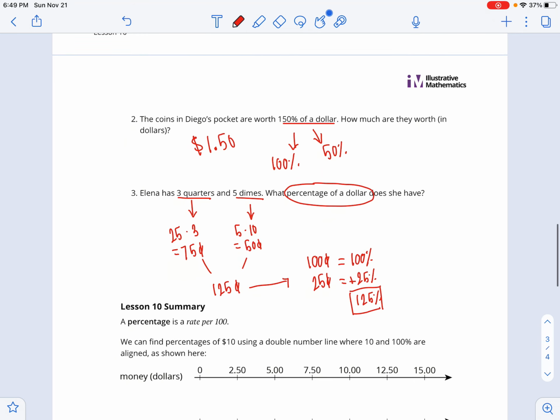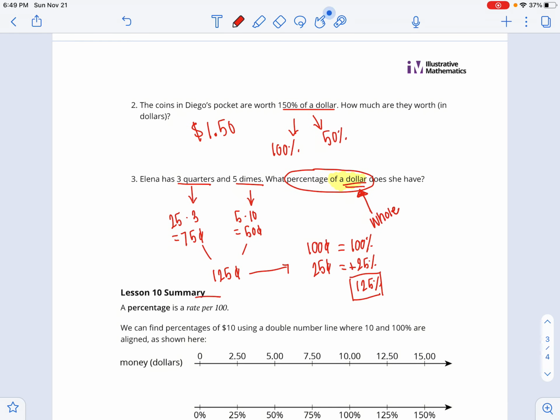Now, this example is easy to follow because our whole is a dollar. When you see percentage of, whatever you're finding the percentage of is your whole. That's what that phrase percentage of means. And a percentage is just a rate per 100. So it's a ratio of something to 100. And whatever this number is here, per 100, that is your percent.